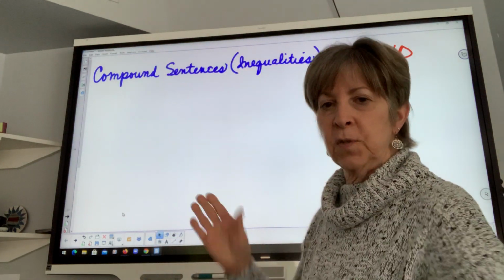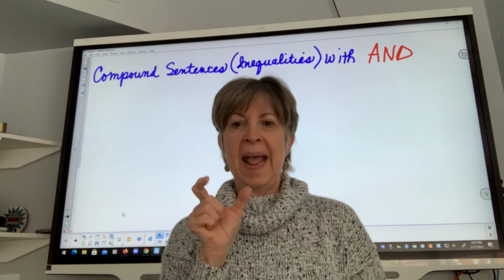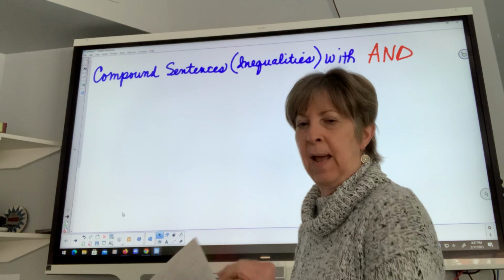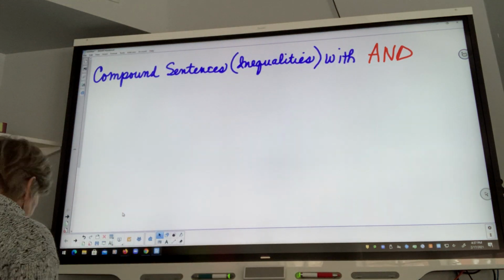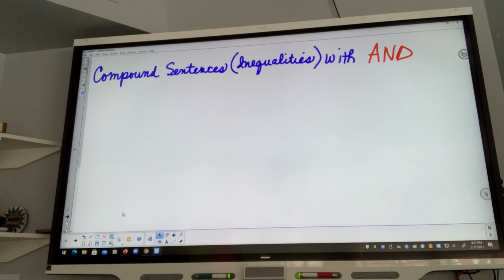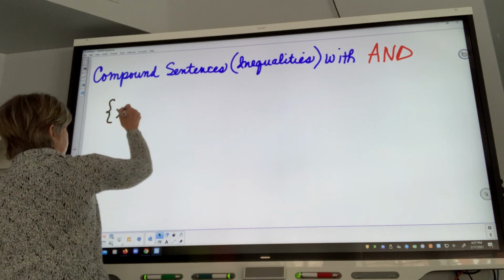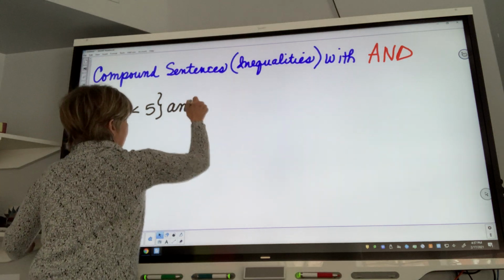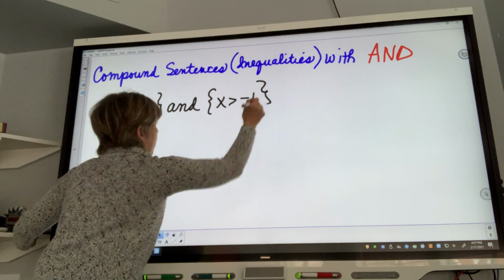So today, or this one, I want to talk about compound sentences that have the word and in between the two parts of the compound sentence, and not the word or. So let's start out by looking at how these are going to be a little bit different than what the other ones looked at. So what if I want you to do x is less than 5 and x is greater than -1.